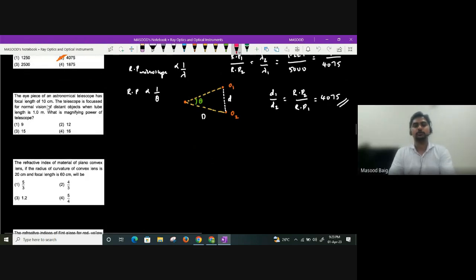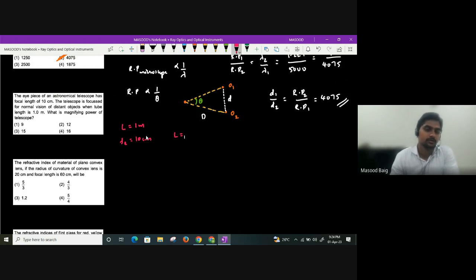Eyepiece of an astronomical telescope has focal length 10 centimeters. The telescope is focused for normal vision of distant objects when tube length is 1 meter, guys. So what is tube length given as? 1 meter. And what they have also given? FE value. For eyepiece, what is the focal length given as? 10 centimeters. They're asking us what is the magnifying power of telescope, guys. So what would be the magnifying power of telescope? Length of the telescope. How will you write length of the telescope as?